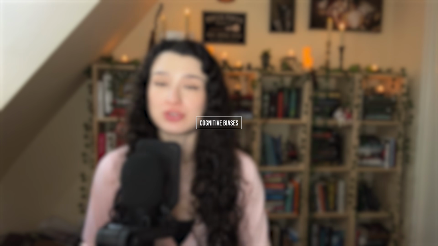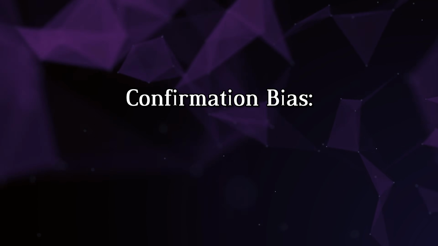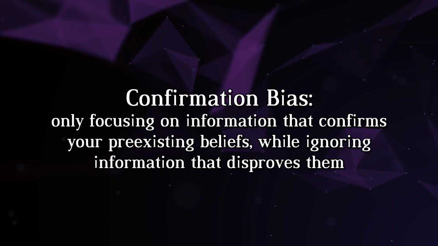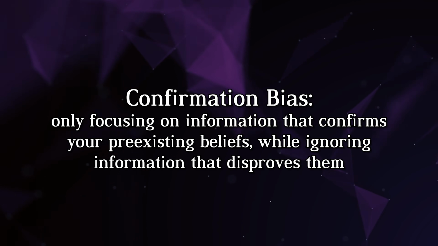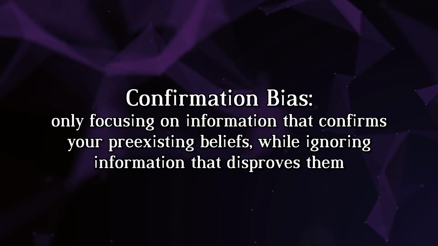This is by no means a comprehensive list of cognitive distortions, but let's now go into cognitive biases as well. Up first, we have confirmation bias. Many of us have heard of it before. It's when you only focus on information that confirms your pre-existing beliefs while ignoring information that disproves them.